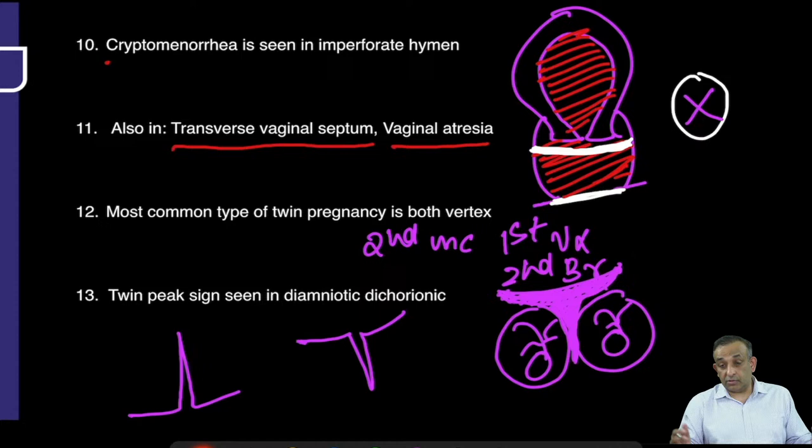A monochorionic pregnancy will have more problems than a dichorionic. So always remember, a dichorionic pregnancy is what is required. Okay, so let's move on and see the next question.